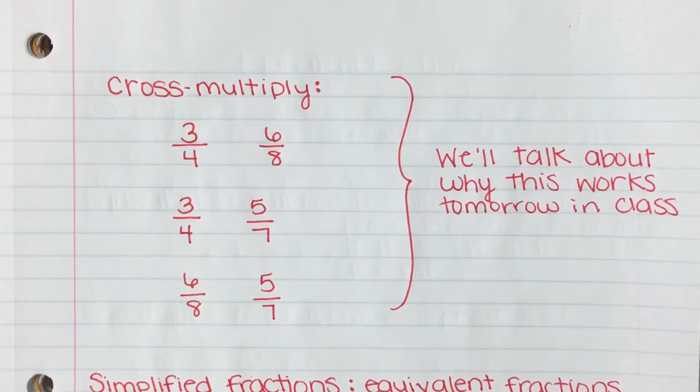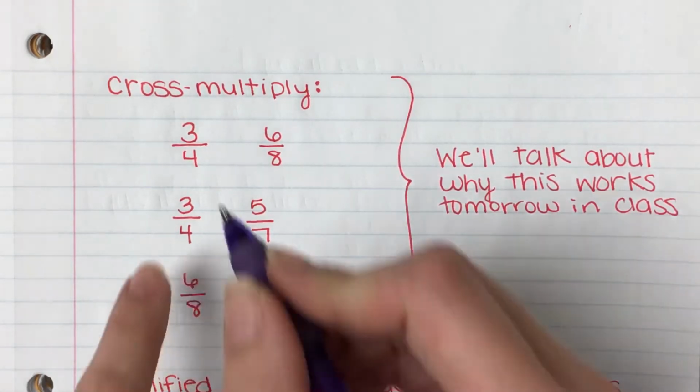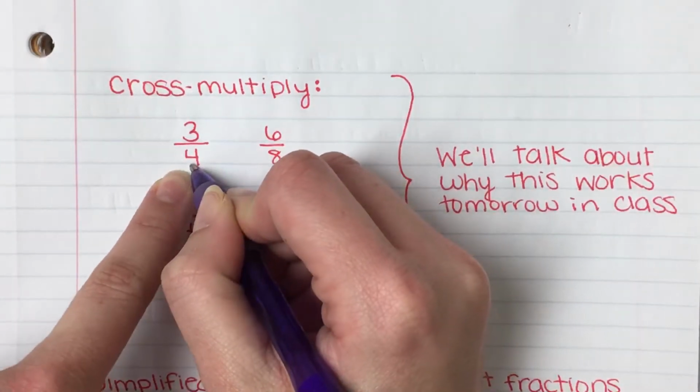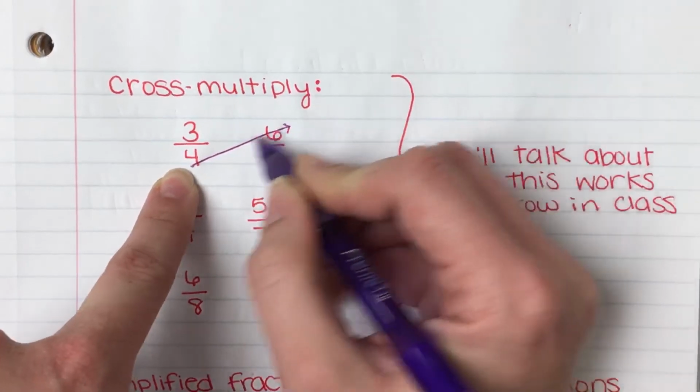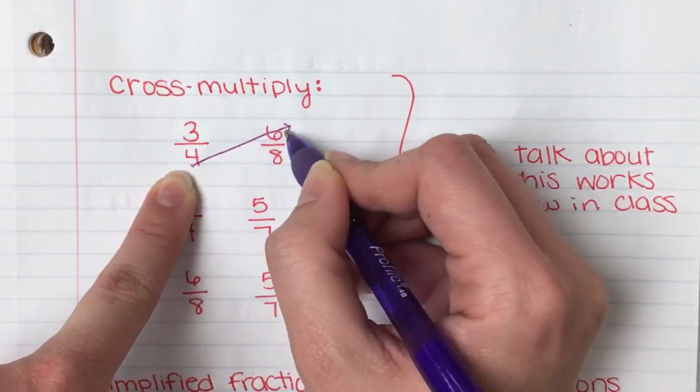All right, this is a strategy that we're going to look at together in class tomorrow to understand why it works, but I wanted to go ahead and show it to you. So cross multiplying is another strategy that you can use. We'll also use this strategy when we are comparing fractions to see which fraction is larger or which fraction is smaller. But in cross multiplying, what you do is you take your bottom number of one fraction and multiply the top of the other. So 4 times 6.